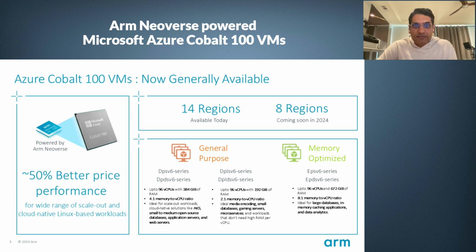If you look at the general purpose VMs, you have either 4:1 memory to vCPU ratio or 2:1 memory to vCPU ratio available. With the 4:1 ratios, these are ideal for scale out workloads, running your Kubernetes clusters, small to medium open source databases, application and web servers. And with the smaller 2:1 memory to vCPU ratios, you can run small databases, gaming servers, microservices, and workloads that don't generally need high RAM per vCPU. And for the memory optimized, you can get up to 8:1 memory to vCPU ratios, for running large memory cache applications, data analytics, and your machine learning use cases.